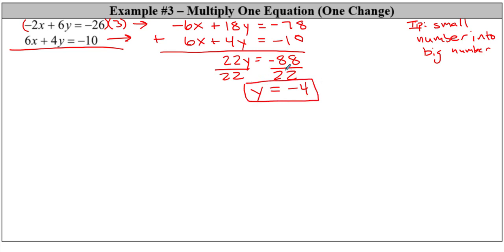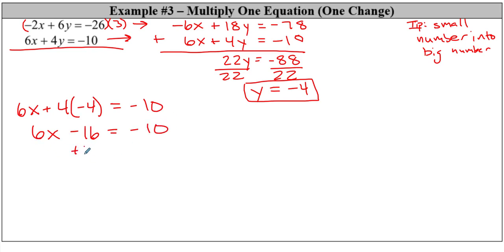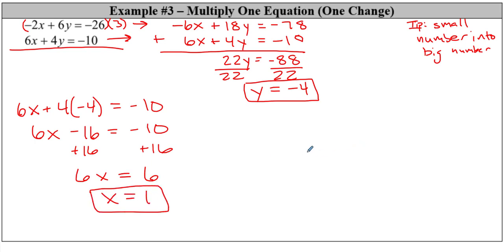All right, so now that I found my y term, boom, I can go back, find my x term. I'm just going to use either one of these. Let's go ahead and use this bottom one. So I got 6x plus 4 times -4 is equal to -10. So we drop this down. 4 times -4, that's -16 equals -10. Then I got to add this 16 to both sides. And I get 6x is equal to +6. And then I get x is equal to +1. And we are finished. Not too bad, right?